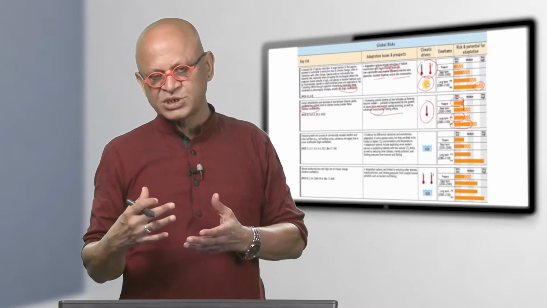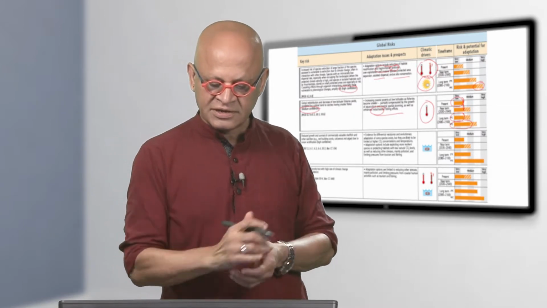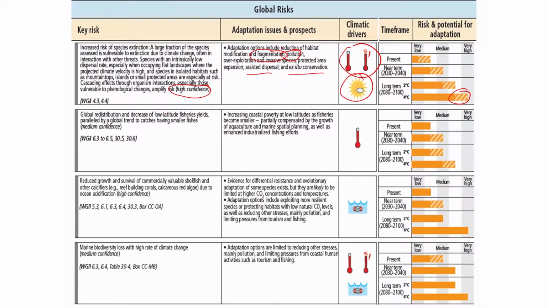So, this is called fishing down the food web and so on, but let's not get into the technical details, but I think you understand what this is. And this is largely related to the marine heat waves and ocean warming in general, expanding tropics and so on. So, increasing coastal poverty at low latitudes as fisheries become smaller. So, the adaptation issues and prospects include partially compensating with aquaculture, marine spatial planning, and enhanced industrialized fishing efforts.